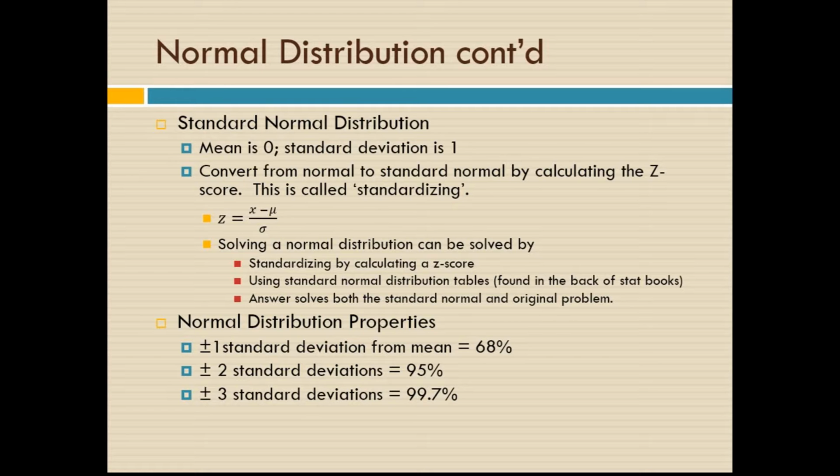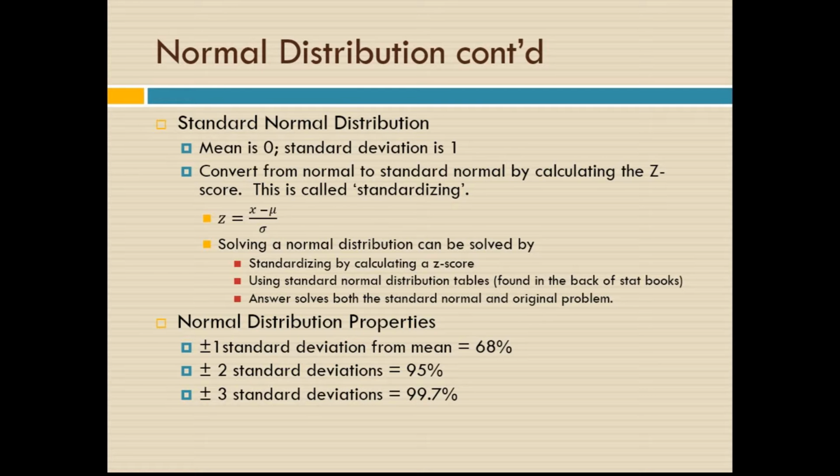If you take a stats class where you're using paper, pencil, calculators, and the back of a stats book, how you used to have to solve normal distribution problems would be to calculate a z-score, and then from that z-score, look in the back of a stats book for the probabilities given for a standard normal distribution, and then that would solve the original problem as well as the standard normal problem.